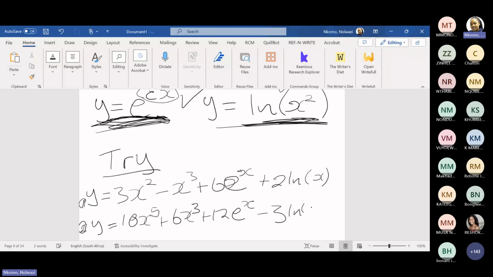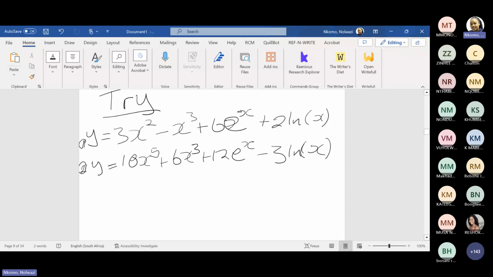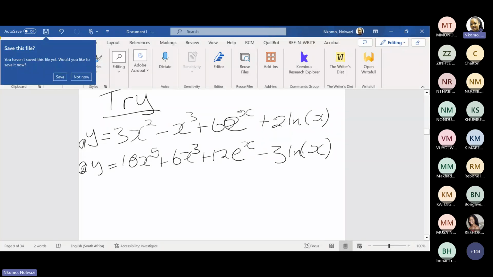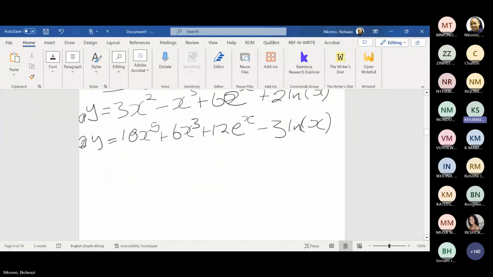Okay, in your spare time, please try these two again. I think we are left with the product rule and the quotient rule. Yeah, those two, the product rule and the quotient rule. Oh, plus the chain rule. The chain rule.